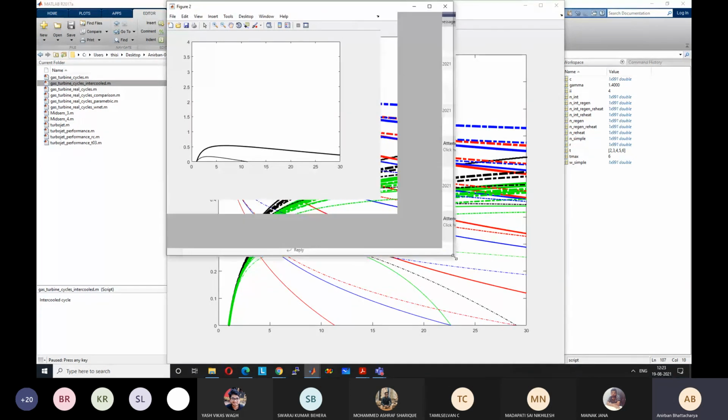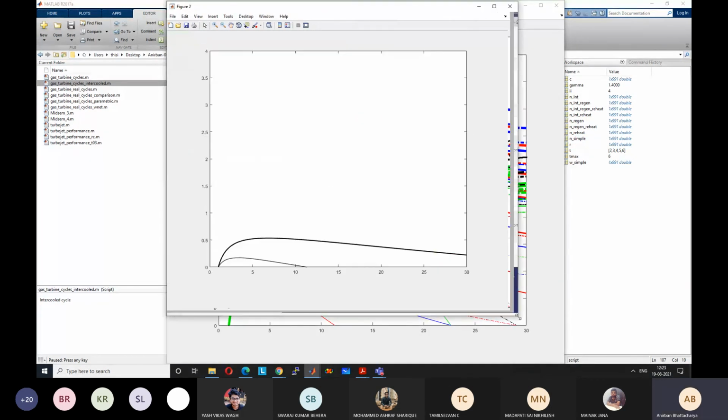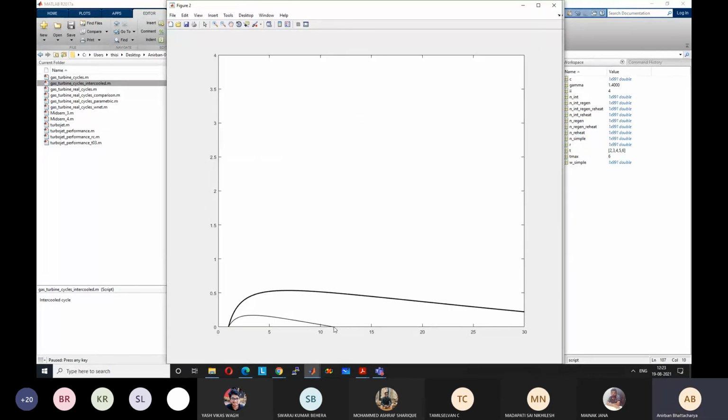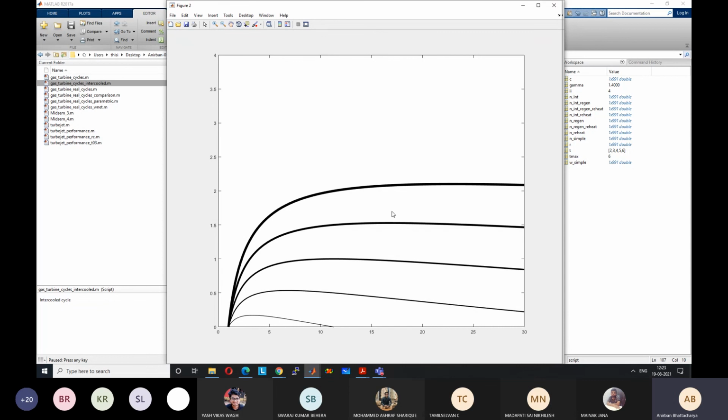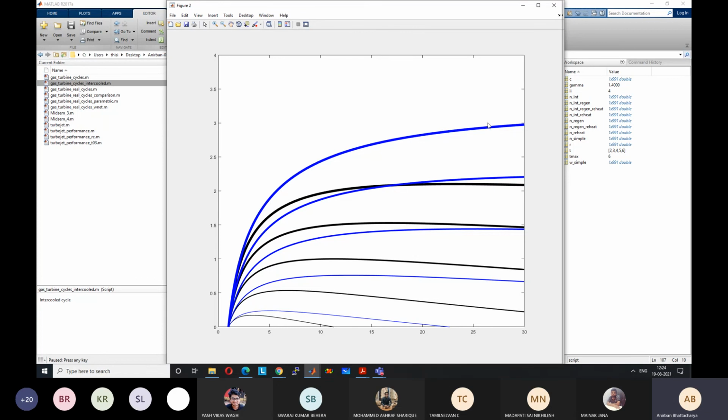For the simple Brayton cycle with T equal to 2, we have seen previously that it goes to 0 at 11 point something of R. So this x-axis is R. T equal to 3, 4, 5, 6. Reheat cycle T equal to 2, 3, 4, 5, 6. Blue lines are the reheat cycle. So remember, regeneration does not have any effect on work output. So simple Brayton plus regeneration is also the black lines, and reheat plus regeneration are again the blue lines.